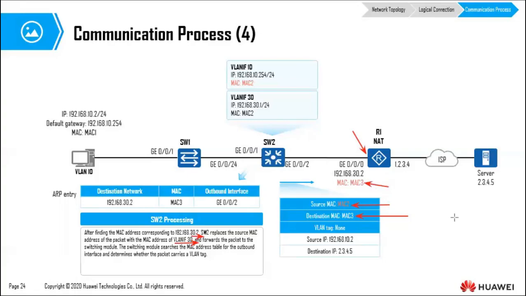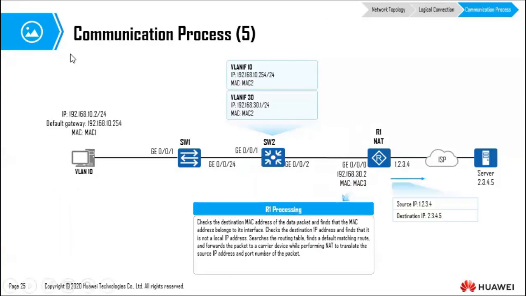MAC 3. Then it also removes what? The VLAN tag. It removes the VLAN tag. Source IP address, has it changed? Destination IP address, has it changed? Yeah? No, right? No for both of them.